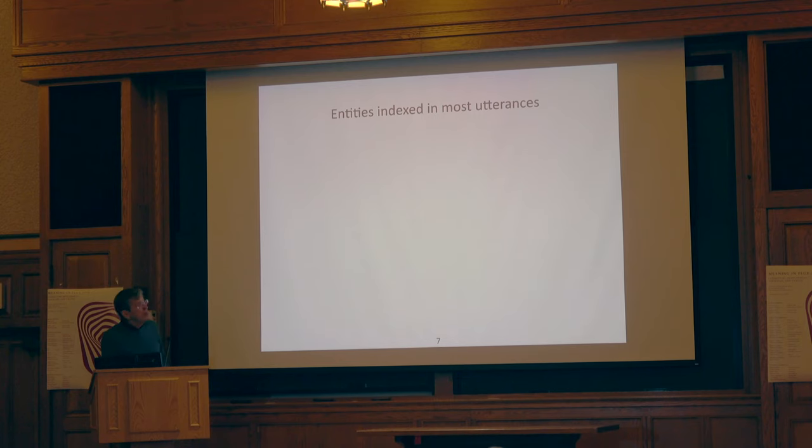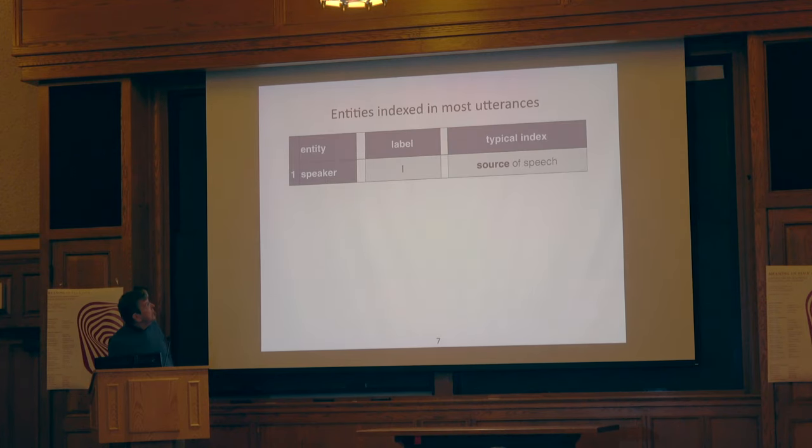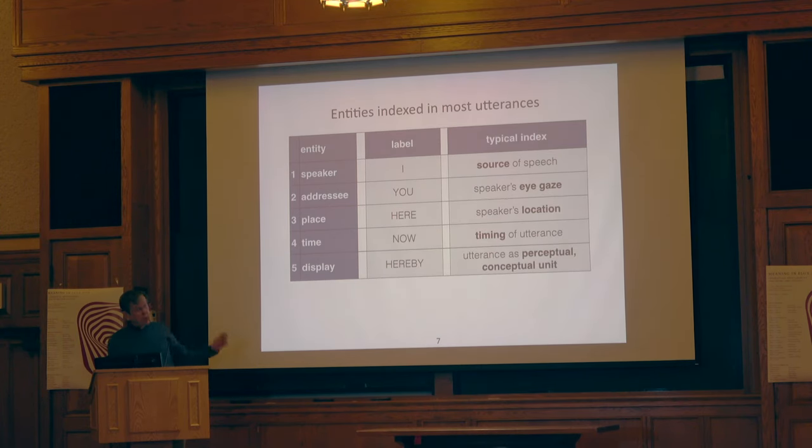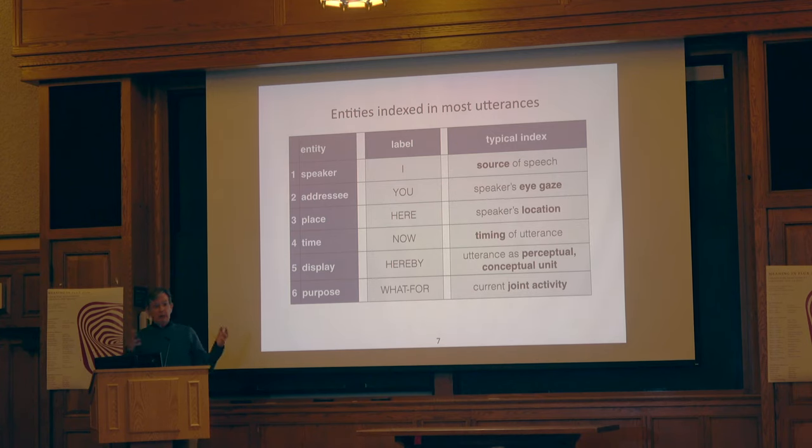The things that are indexed in almost every utterance, once you start looking at them, include the speaker, the addressee, and the source of the speech, the speaker's eye gaze. For here, the speaker's location; for now, the timing of the utterance. Hereby is the perceptual and conceptual content of the utterance itself, which includes the gestures, and the purpose, which is that they're engaged in a particular joint activity, namely assembling this TV stand.